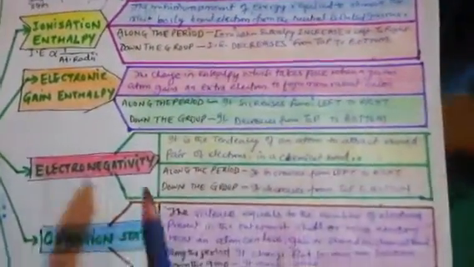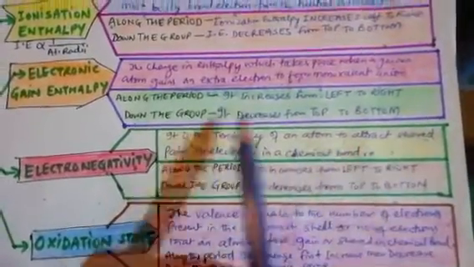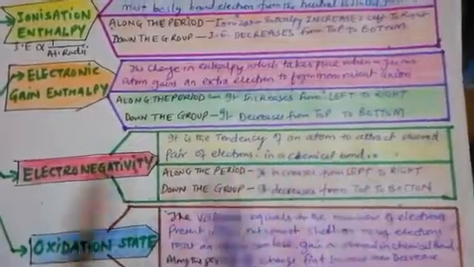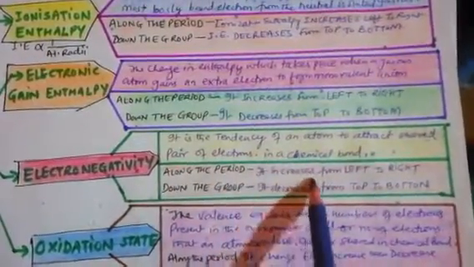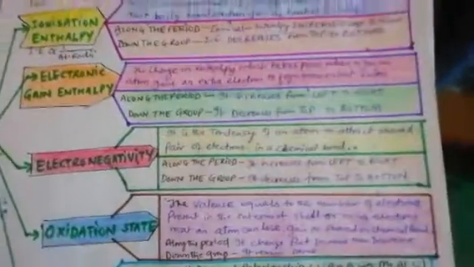Okay, electronegativity is the tendency of an atom to attract the shared pair of electrons in a chemical bond. Along the period it increases from left to right, like electron gain enthalpy and ionization enthalpy, and down the group it decreases from top to bottom. Okay, next is oxidation state.